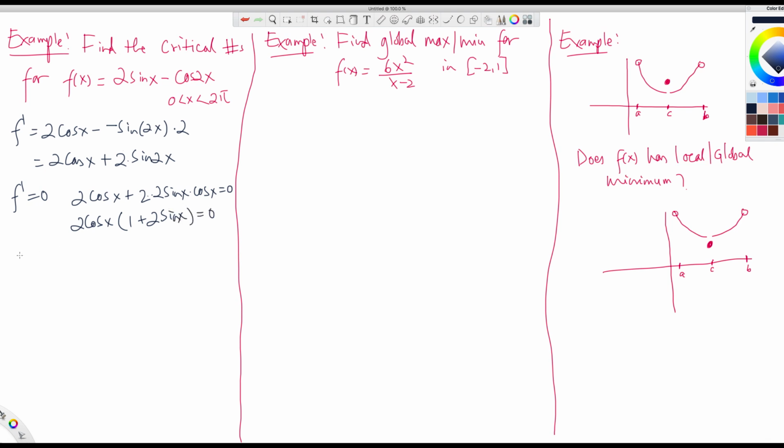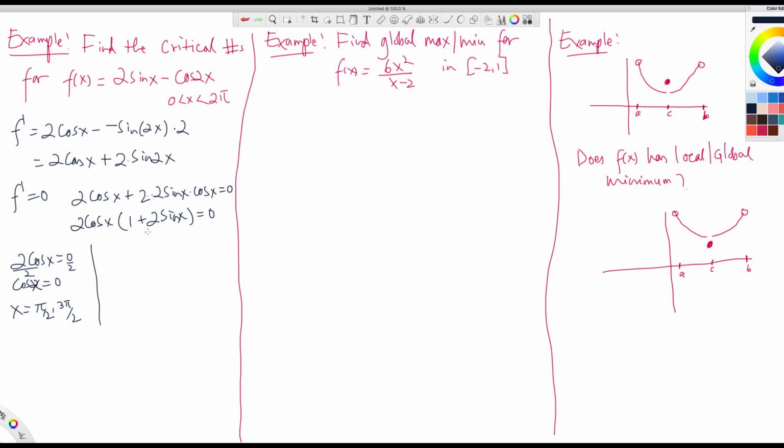So you do either 2 cosine of x equals 0. So what values of cosine will give you 0? So cosine of x equals 0, right? If you divide both sides by 2, that's what you get. So what values of x will give you cosine 0? That is pi over 2, right? And then 3 pi over 2. That's what you will get. You see that? Pi over 2 and then 3 pi over 2.